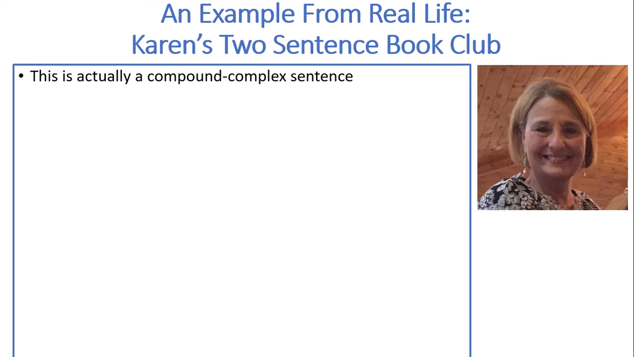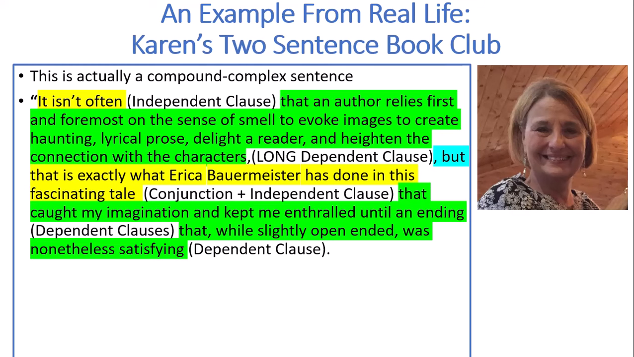It's actually the first sentence there that looked like a paragraph, and it is what is called a compound complex sentence. We talked about those before. That's when we have a combination of independent clauses and dependent clauses connected the correct way. So, it isn't often, independent clause, that an author relies first and foremost on the sense of smell to evoke images, to create haunting, lyrical prose, delight a reader, and heighten the connection with characters. We have this dependent marker word, that.